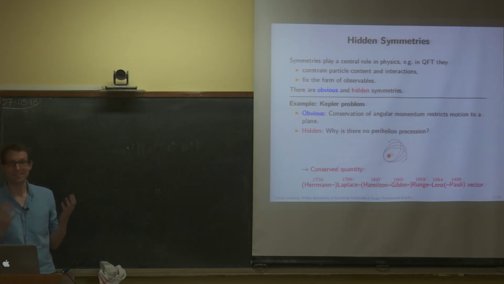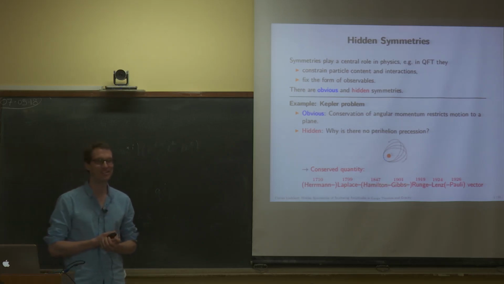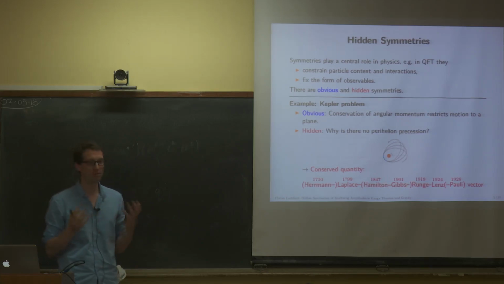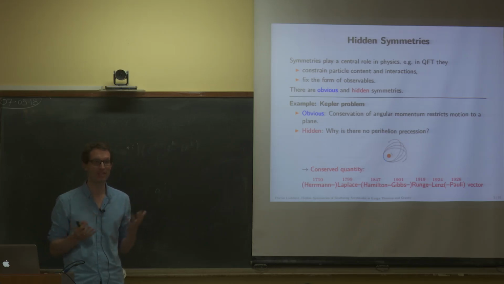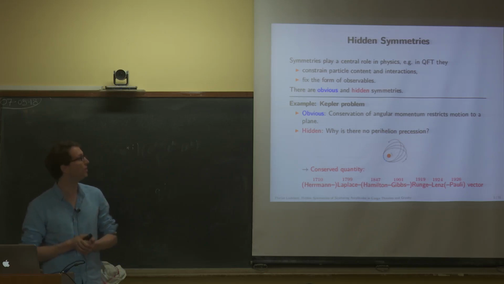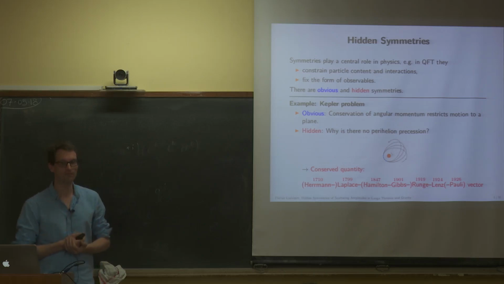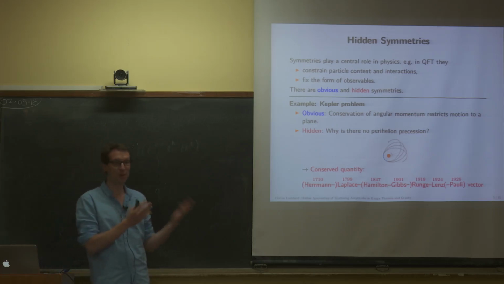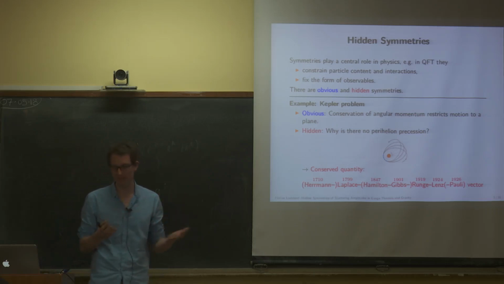I guess everybody agrees that symmetries are crucial in physics, and if you want to compute something, you should first exploit all the symmetries you know in order not to have to do too much work. For instance, in QFT, the symmetries can constrain your particle content, the interactions, and also the form of your observables. However, not all the symmetries are so obvious from the start, and sometimes you have hidden symmetries.